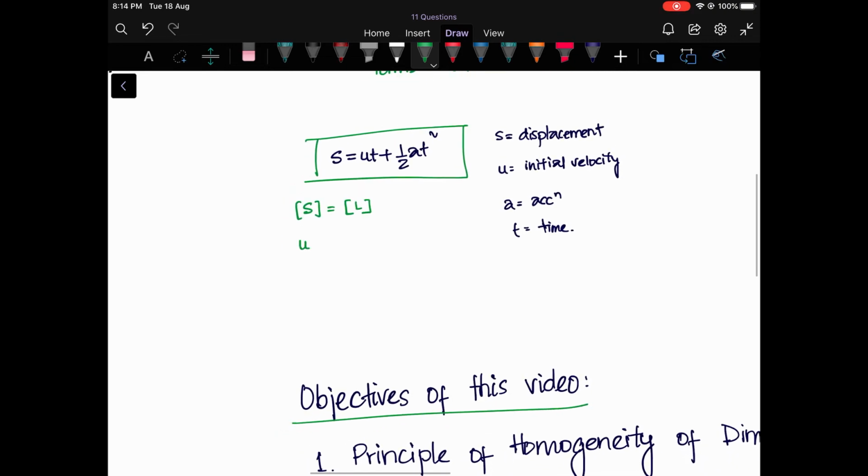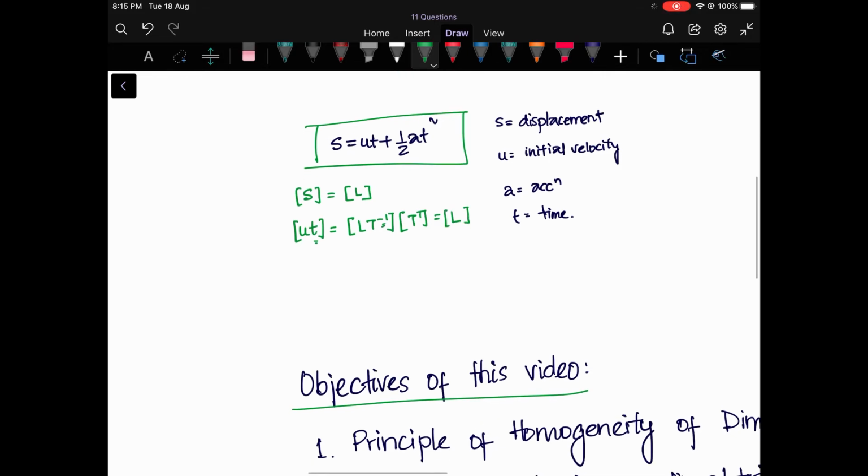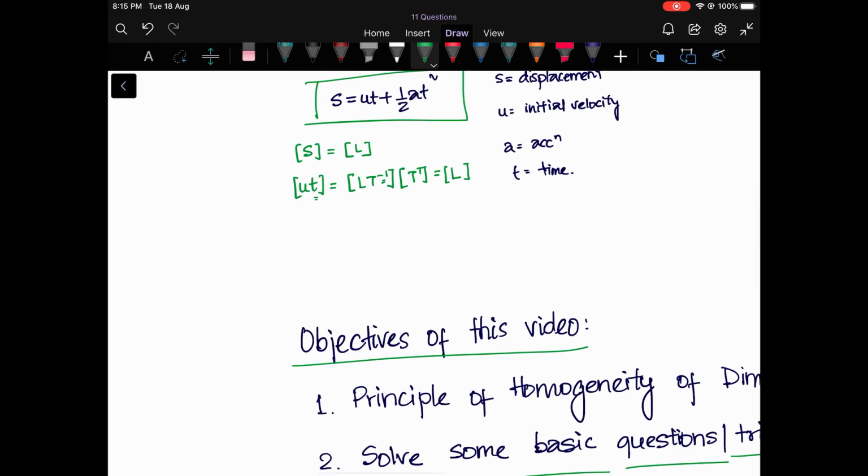Then you have another term that is your ut, which is a product of initial velocity and time. And here I can tell you the initial velocity, or simply velocity, has a dimension of LT to the power minus 1. Then time has dimension of T. So when you multiply these two, I'm going to get L T to the power minus 1, and this is like T to the power plus 1. So you get T to the power 0. That is simply 1. Hence we only get L in this ut dimension.